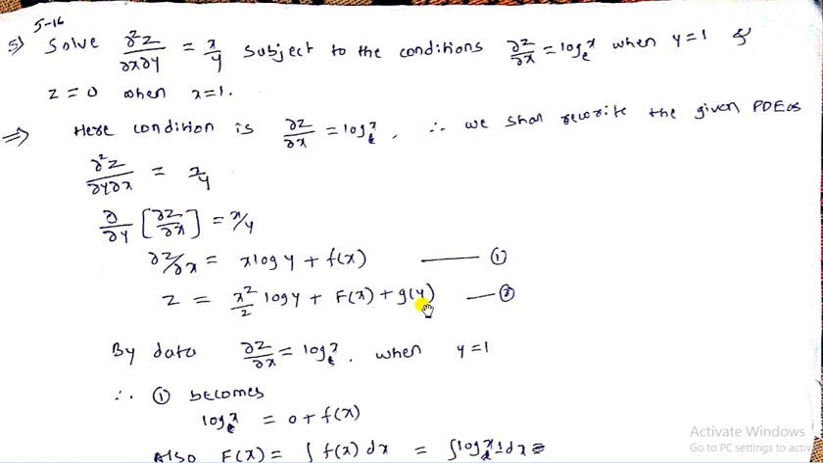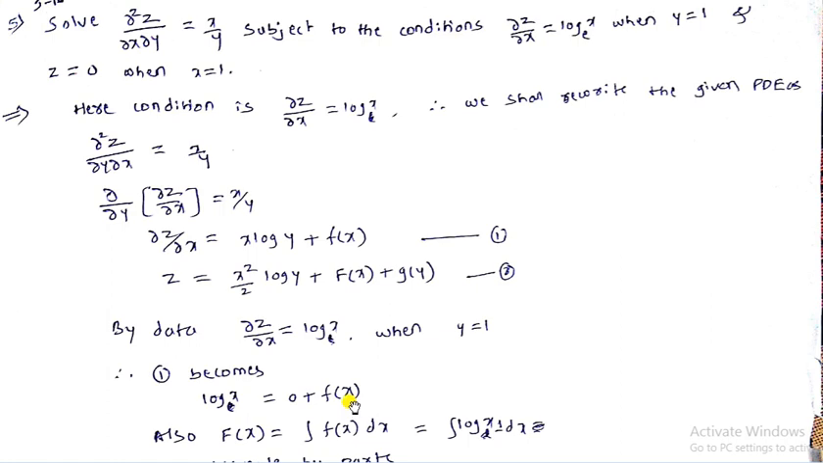Now use the given data. We are using ∂z/∂x = log x and y = 1 in equation number 1. So equation 1 becomes ∂z/∂x = log x, and the y value is 1. And log 1 is 0, so the first term is 0 plus f(x) here. Now use this f(x) to calculate capital F(x).